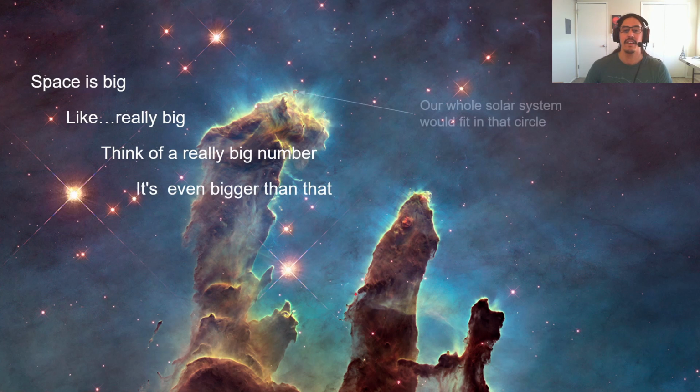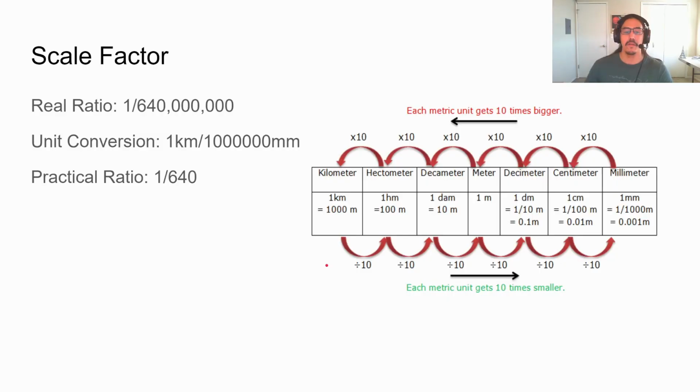Now, this is an image of the Pillars of Creation, a nebula found in our galaxy, and it's actually a nursery for entire stars. Our entire solar system would fit into one of these little nubs right there. And even within our solar system, we're talking about things that are hundreds of thousands of miles apart, even millions of miles apart. So, all right, let's try and shrink that down here as we figure out our scale factor.